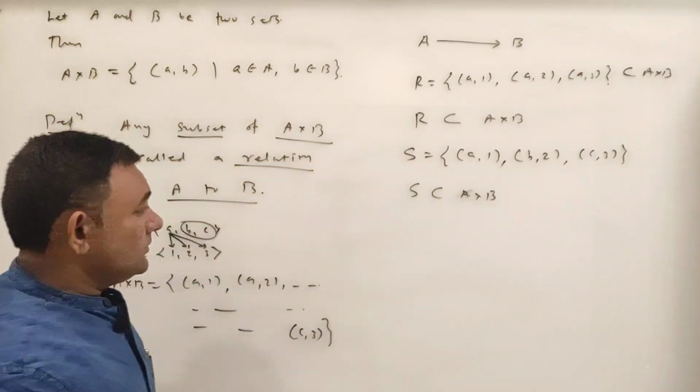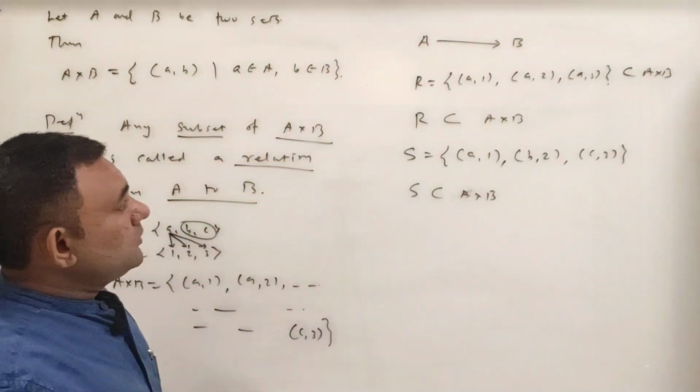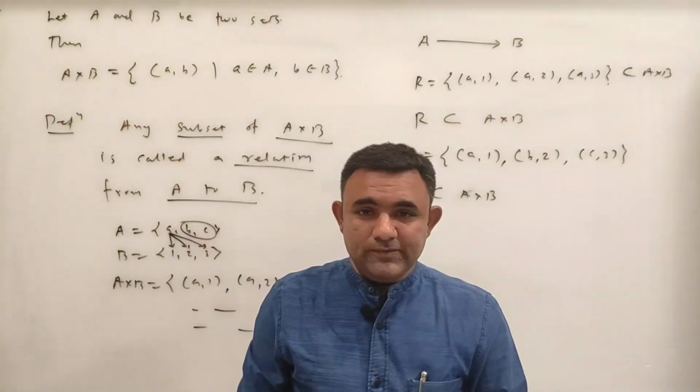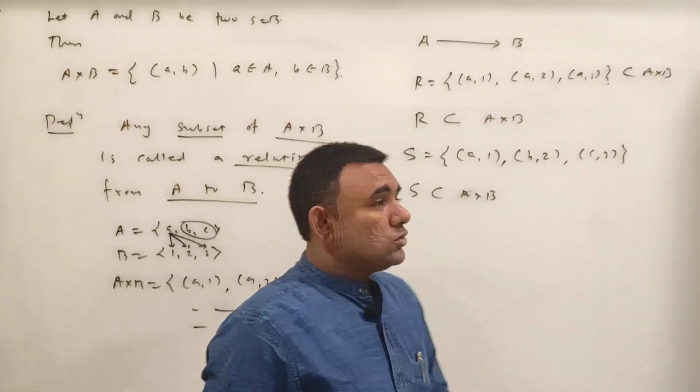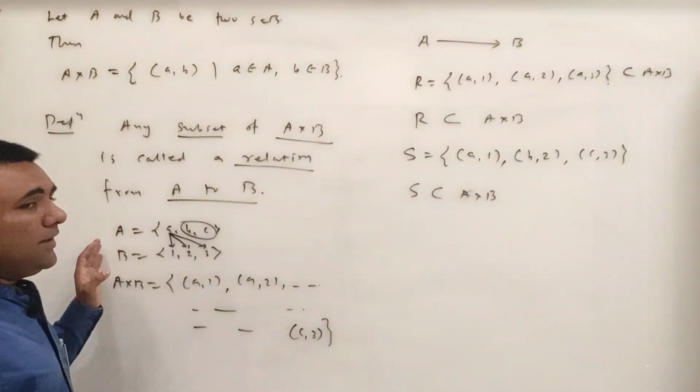So first question, how many relations will we get? So how many relations do we get from A to B?